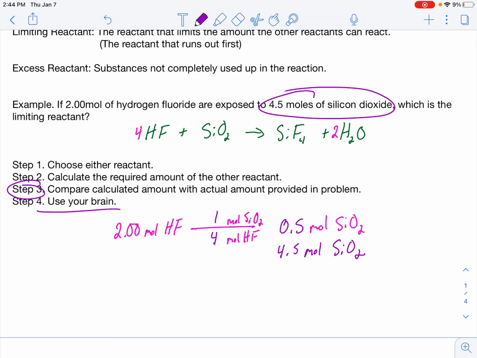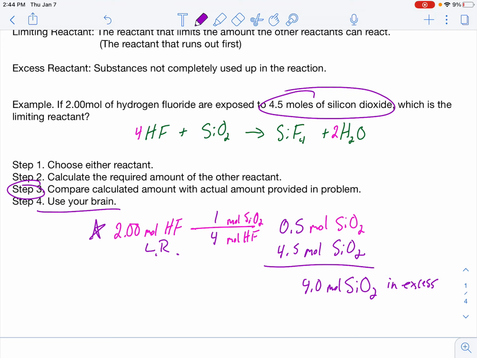Our last step says use your brain. So this says when 2 moles of HF react, I need 0.5 moles of silicon dioxide, SiO2. Do I have 0.5 moles? Well, sure. I got 4.5 moles. That means I'm going to have a whole bunch left over. In fact, I could do some math and calculate. I'm going to have 4.0 moles of SiO2 in excess. Not all of it's going to react, which identifies HF as your limiting reactant.